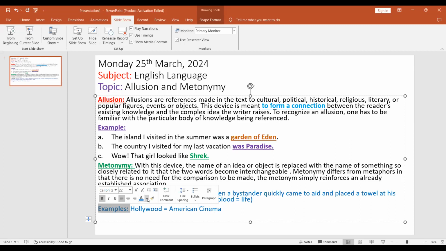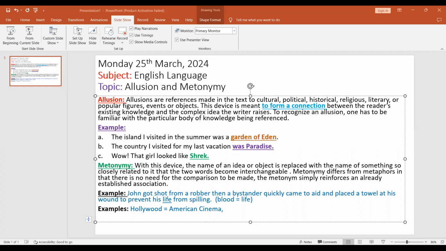Yes, sir. And cinema may be a metonym for its own reason. So what do you mean by that? Because you may think of movie when you think of cinema. I understand what you're saying.